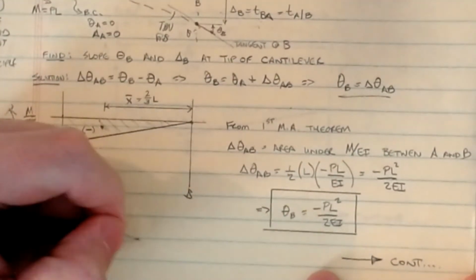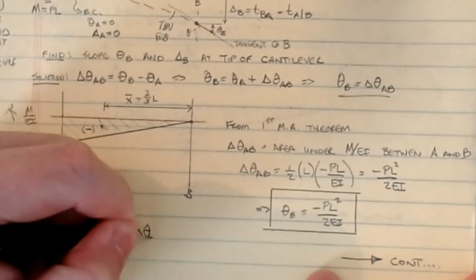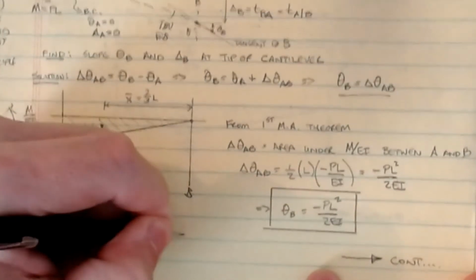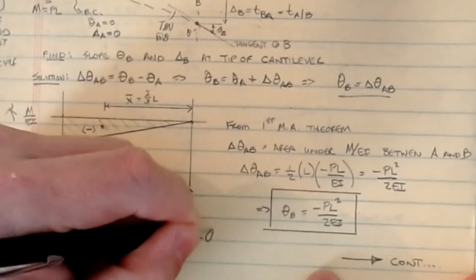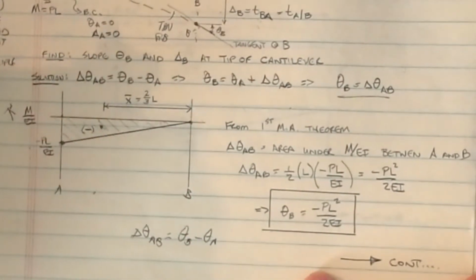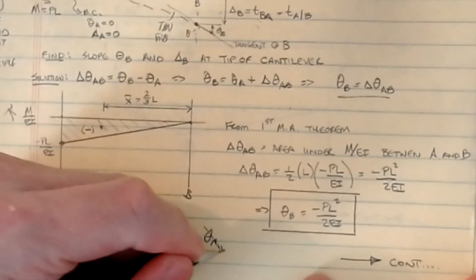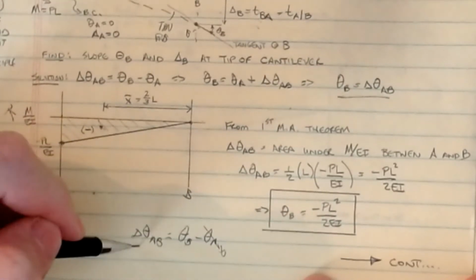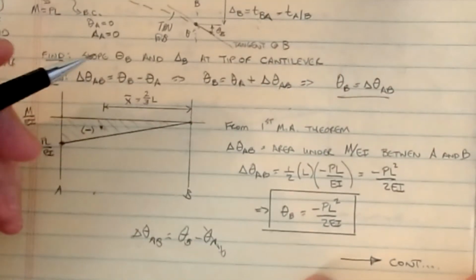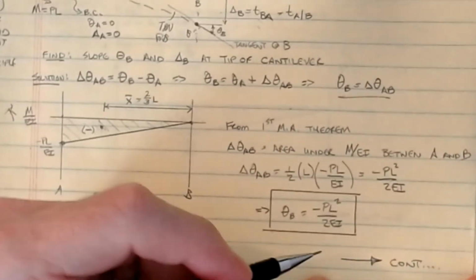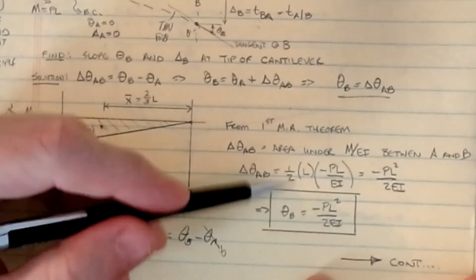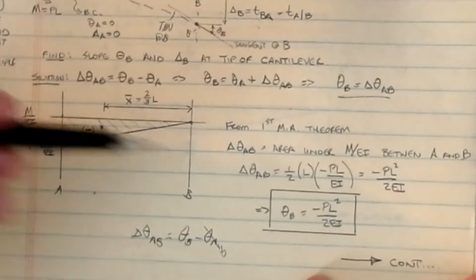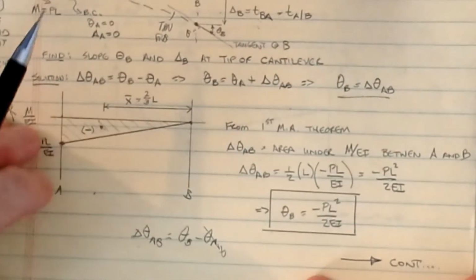Remember, we said that delta theta from A to B was equal to theta B minus theta A. If theta A is 0, then theta B is this value. That's theta B, and that's what we saw in the double integration technique when we worked this example. It's the same thing, and this is really pretty easy to do with this method. It's really cool how this method starts to work out for you.